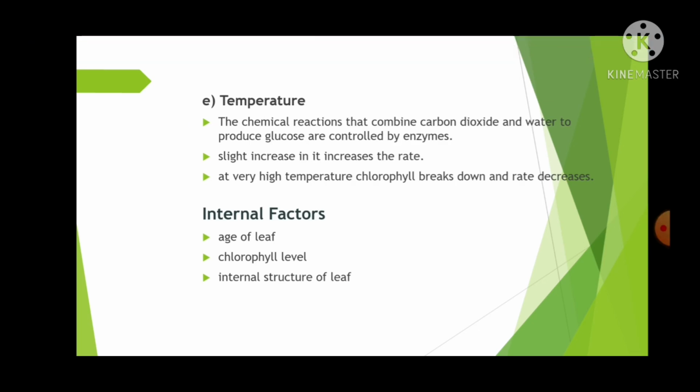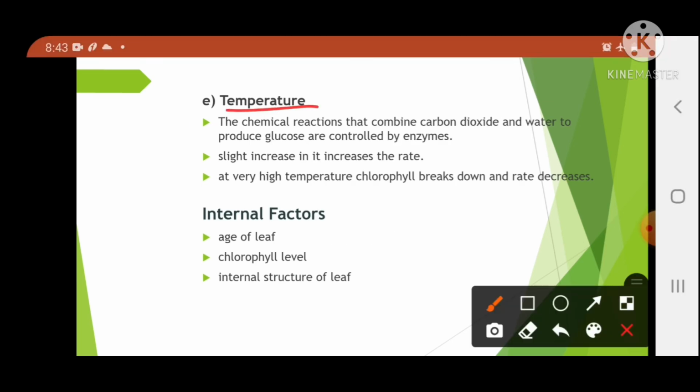Temperature is another important factor. The chemical reactions that combine carbon dioxide and water to produce glucose are controlled by enzymes. And a slight increase in temperature increases the rate. At very high temperature, chlorophyll breaks down, and the rate decreases.